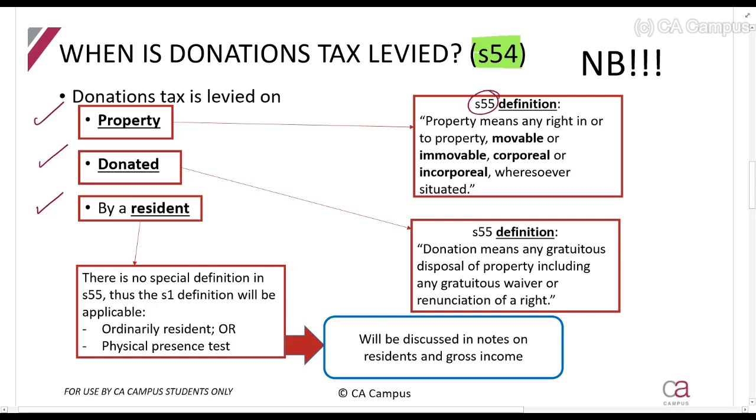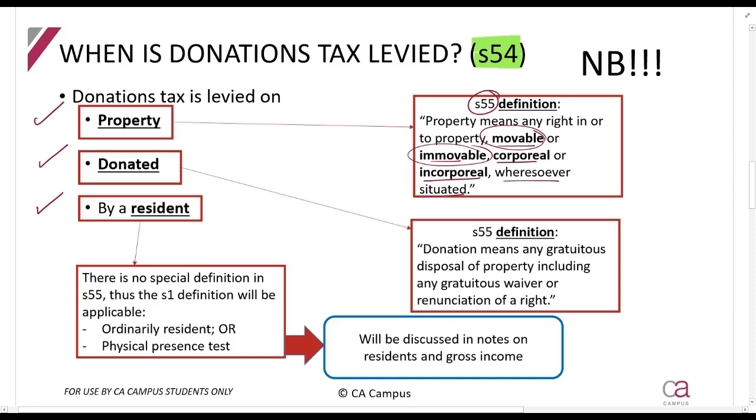Section 55, the definition of property says, property means any right in or to property, movable or immovable, corporeal, incorporeal, wheresoever situated. So what does that mean? It means movable property or immovable property. So, a computer or furniture which is movable, and immovable land, right? Those both form part of property. Corporeal, tangible, so things you can touch. Incorporeal, intangible, things like trademarks. Wherever it is situated, so whichever country it is.